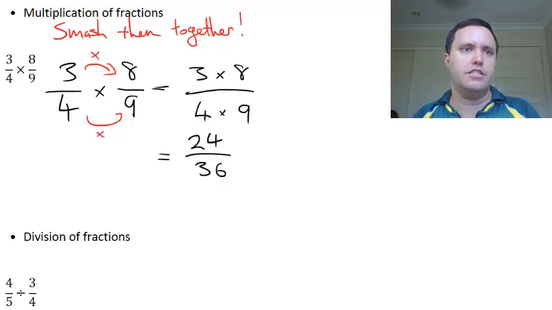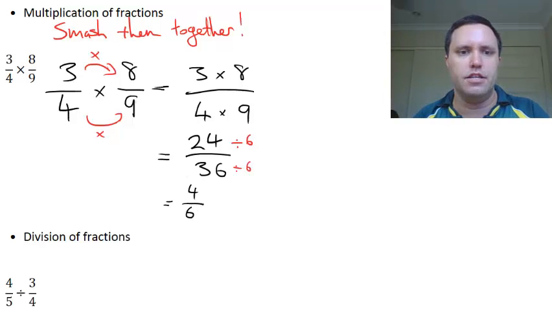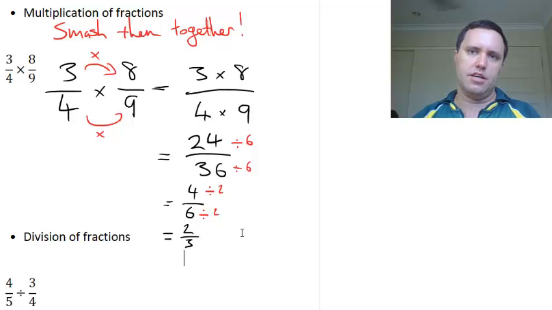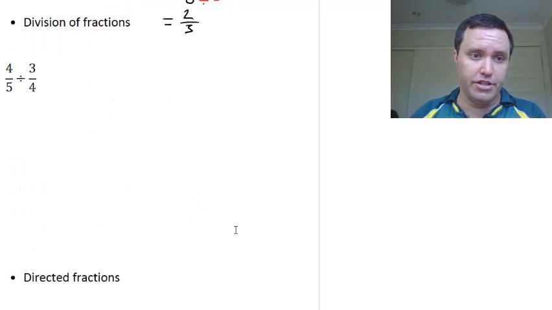Now, they have a highest common factor of 6 because it goes into both of them. Actually, they have a highest common factor of 12, but I'm going to show you that we can divide by 6 first. Divide by 6, and we're going to get 4 over 6. Now we can divide them both by 2 and get 2 over 3. Done. Okay, so that's how we do our multiplication of fractions, just smash them together.